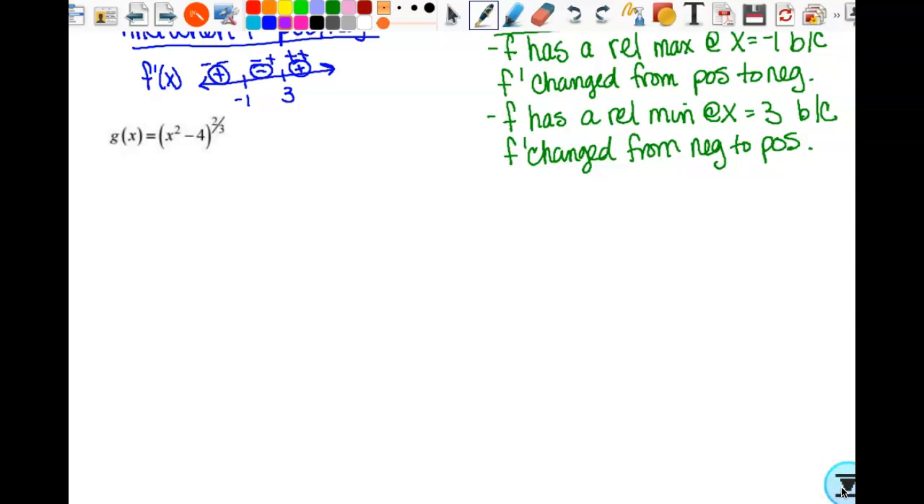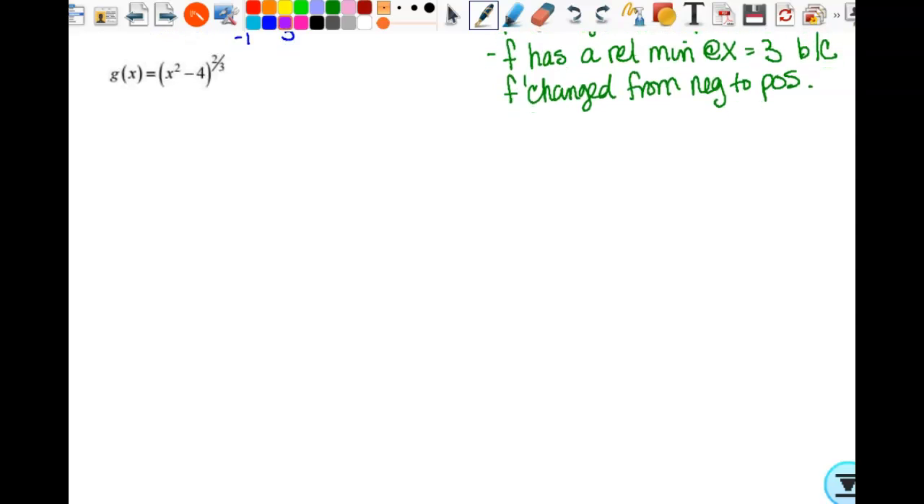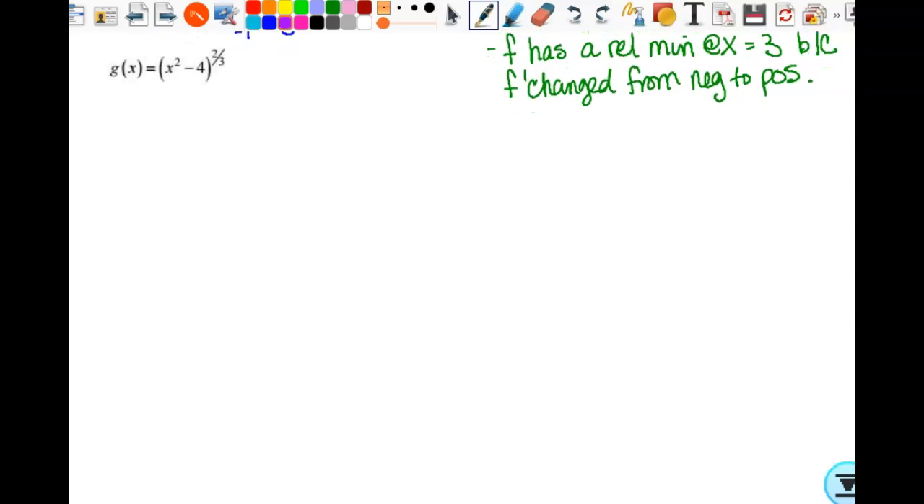So let's look at G. In order to do all this, I have to find the derivative, right? So let's find the derivative here. So G prime of x is equal to 2/3 times x squared minus 4 to what power? Negative 1/3, times 2x. Okay, we agree with all that?